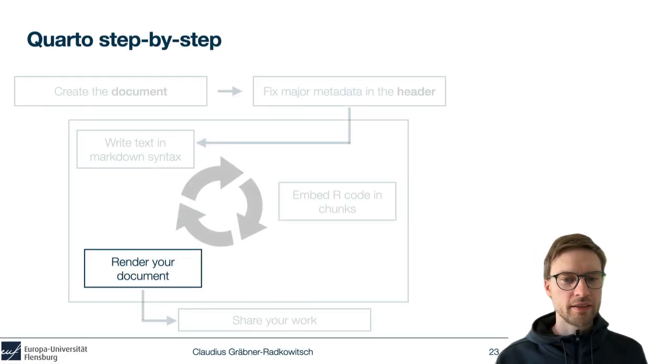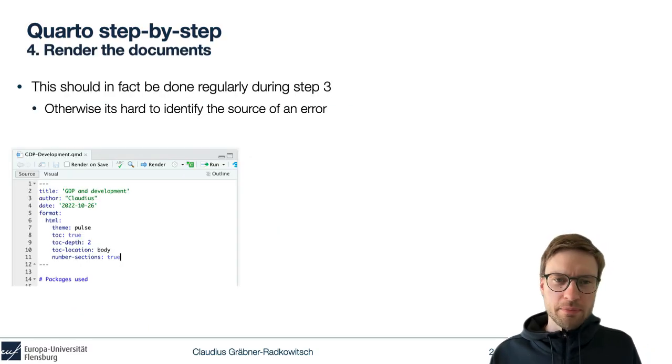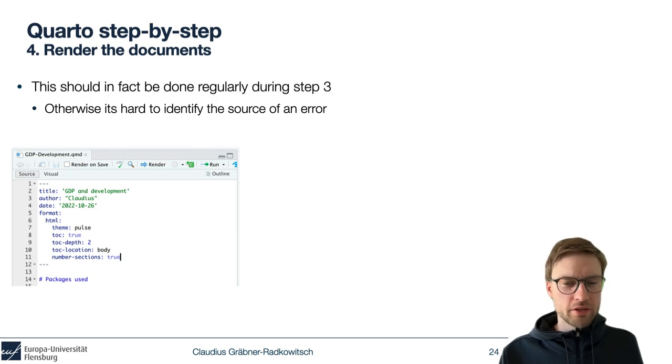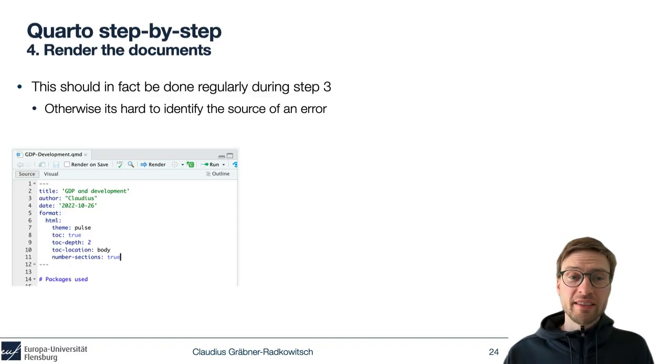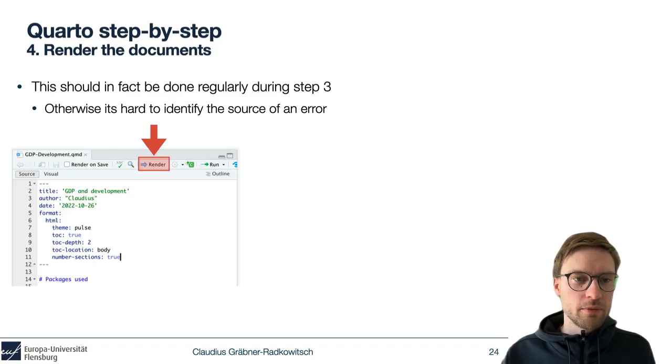Then what's still missing is how to render your document. This should in fact be done regularly. As I said, it's not a good idea to write your Markdown or Quarto document from the beginning to the end in one step and then finally render it, because this makes it really hard to identify the source of an error during the rendering process. So I recommend you to actually render your document regularly to HTML, because that's the fastest option.